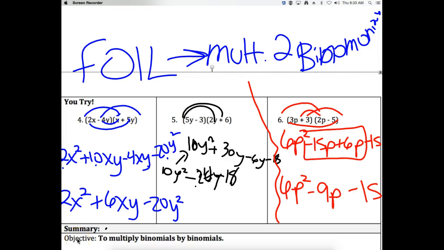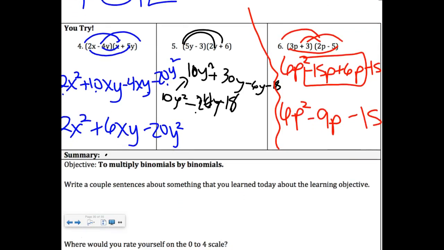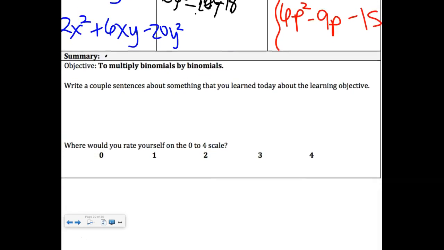All right, welcome back everyone. Today we are going to start where we ended yesterday. Yesterday we ended here. We were foiling and we are going to continue with our foiling. We're going to have kind of trickier questions today.